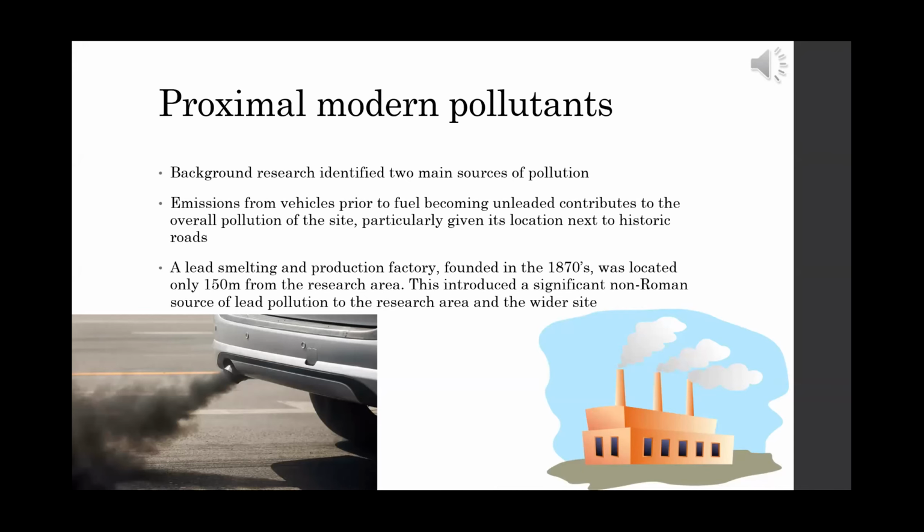Given that, as we've previously discussed, the Hope Valley is one of the few more hospitable and more traversable areas of the Peak District, this meant that traffic was concentrated in the area. Therefore, the two main roads that run very close to the site would have had the ability to expose the area to quite a significant amount of lead.